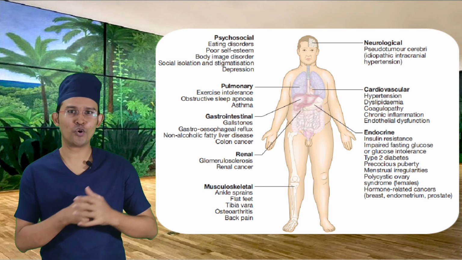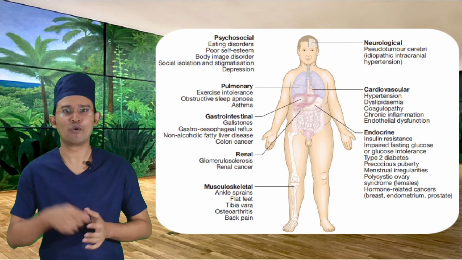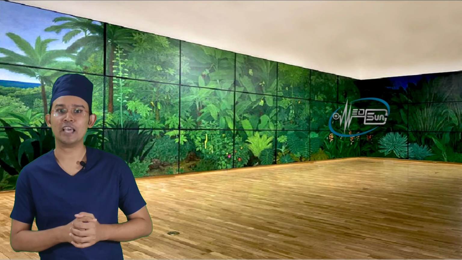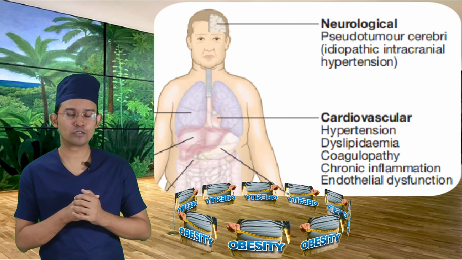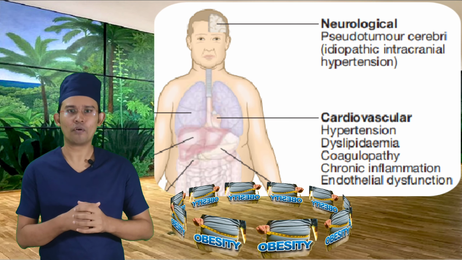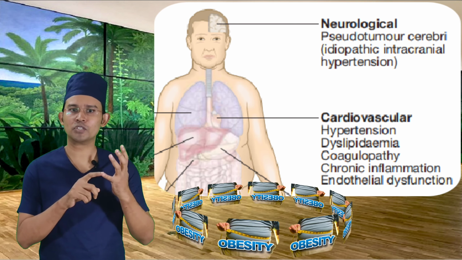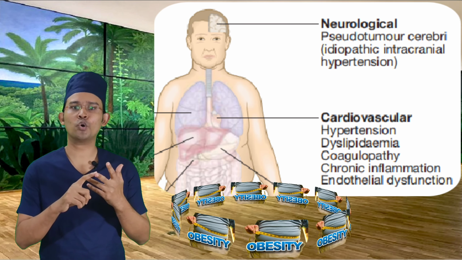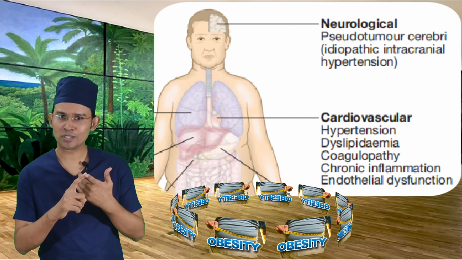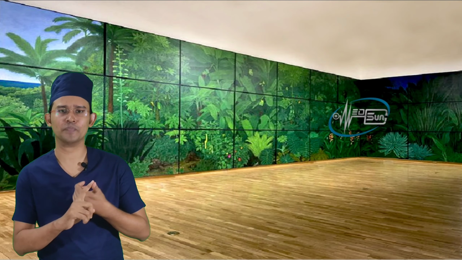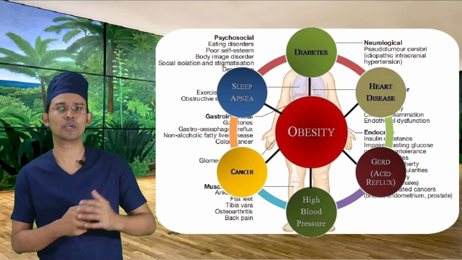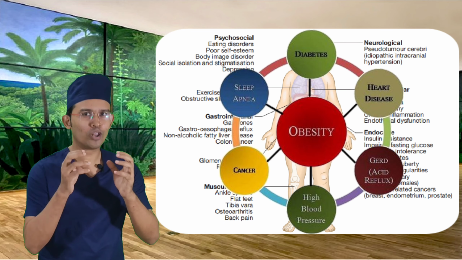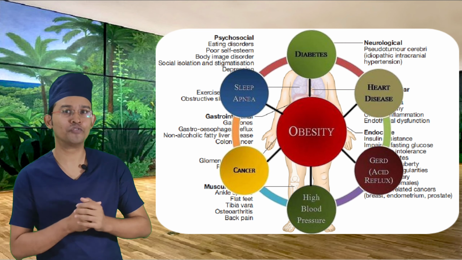Next is neurological, meaning we are talking about our nervous system or brain. Idiopathic intracranial hypertension, it's really important. Next is cardiovascular, or our CV system. Hypertension, dyslipidemia, coagulopathy, chronic inflammation and endothelial dysfunction. All these consequences, neurological and the cardiovascular system, are all important and you should be careful about them.